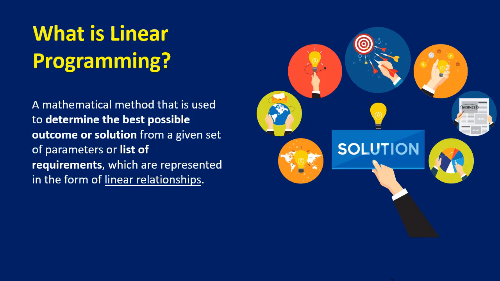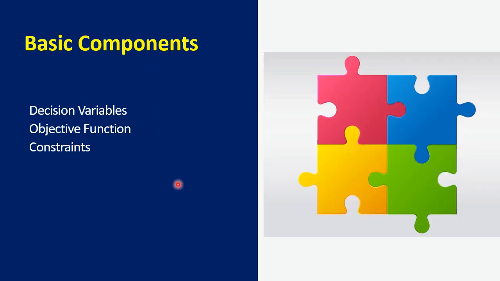So what is linear programming? This is a mathematical method that is used to determine the best possible outcome or solution from a given set of parameters or list of requirements, which are represented in the form of linear relationships. The basic components of a linear programming problem would be the decision variables, objective function, and the constraints. You will be able to understand these terms in our examples.